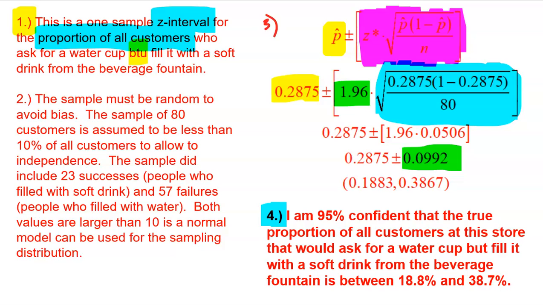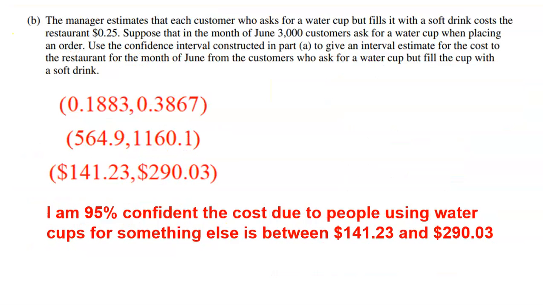But again, you're emphasizing in your interpretation here 95%, and what it is you're looking for, again, the true proportion of all customers that would do this unspeakable thing, and then your left and your right side of the interval. So pretty nice, pretty simple, pretty easy there, I think, if you know how to do a confidence interval. All right, so next up is part B here.